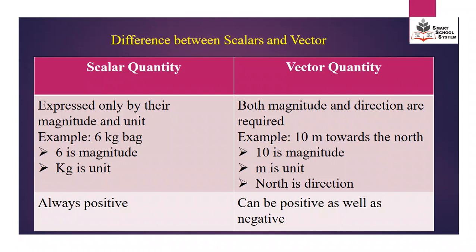Difference between scalars and vectors. As we discussed, here this is in table form. Scalars are expressed only by their magnitude and unit. For example, 6 kg weight, as we discussed in the examples of scalars, 6 is the magnitude and kg is the unit. The second is vector quantity, for which both magnitude and direction are required. For example, 10 meter towards the north. 10 is the magnitude, meter is the unit, and north is the direction. Scalars are always positive, while vectors can be positive as well as negative.